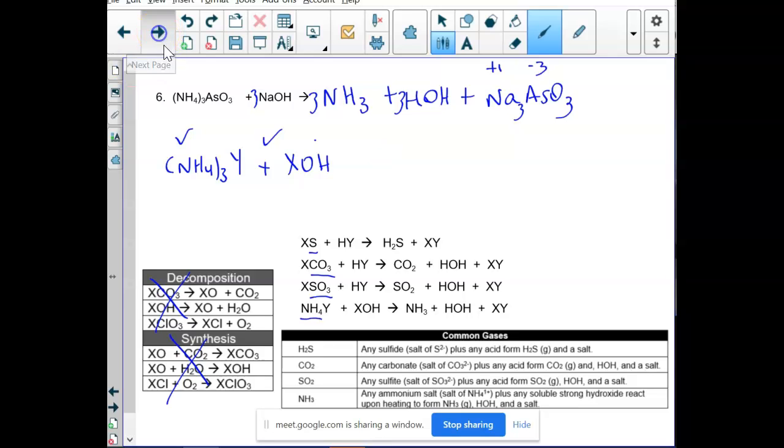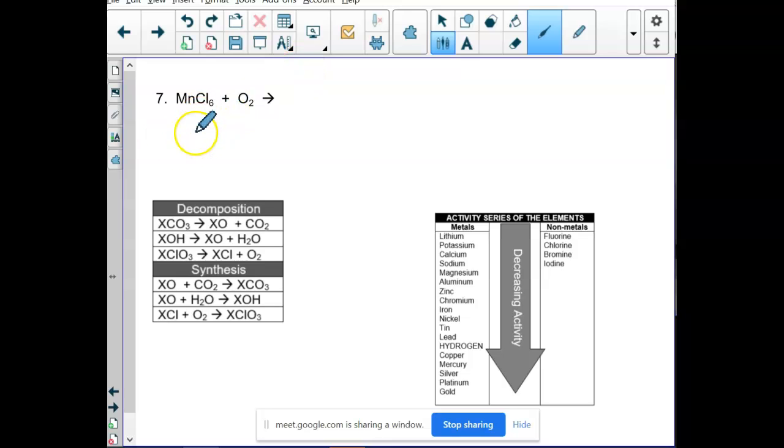Okay, number 7. For number 7, we have a compound plus an element, so it can't be a decomp. Notice I'm always starting in this space, right? Is it one of my synthesis? Well, I have to have something with an oxygen, so it's not that one. Something with an oxygen, it's not that one. Something with a chlorine. I do have something with a chlorine. It has to be plus an oxygen, and it is. So then I assume it is one of these. It is this one. I have XCl6 plus O2.